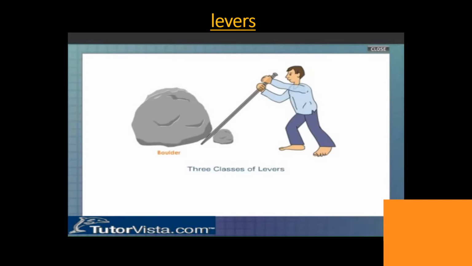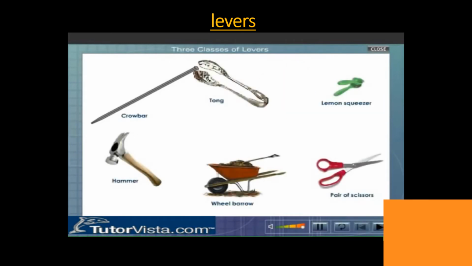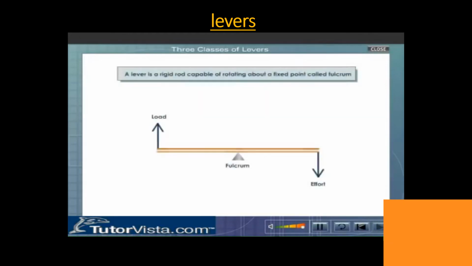3 classes of levers. Man has used levers for thousands of years to make his work easier. A lever is a rigid rod capable of rotating about a fixed point called fulcrum. Here is a schematic representation of a lever.